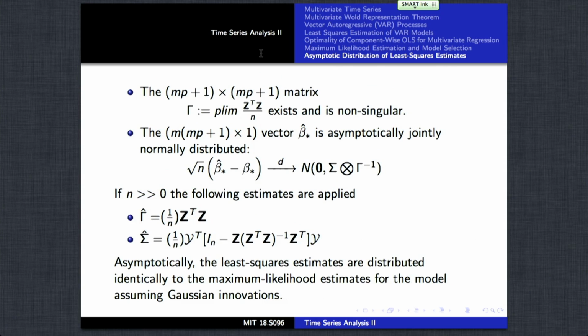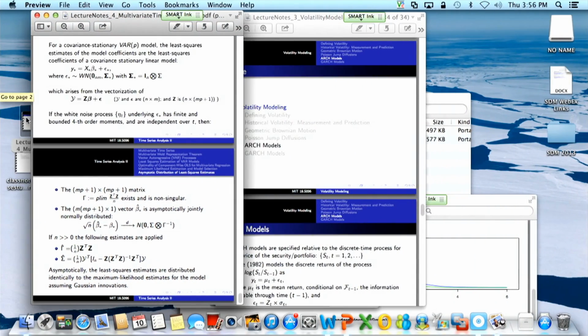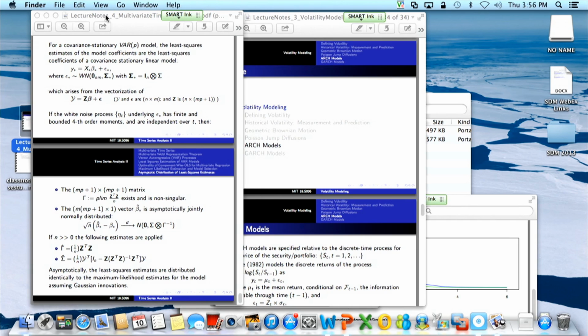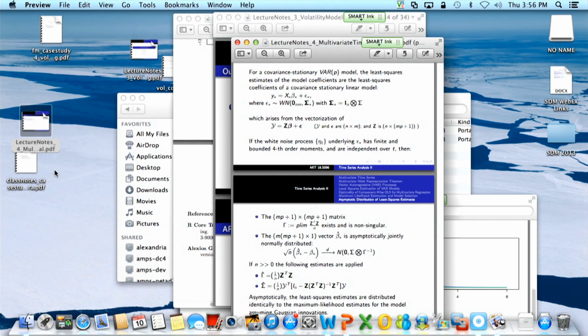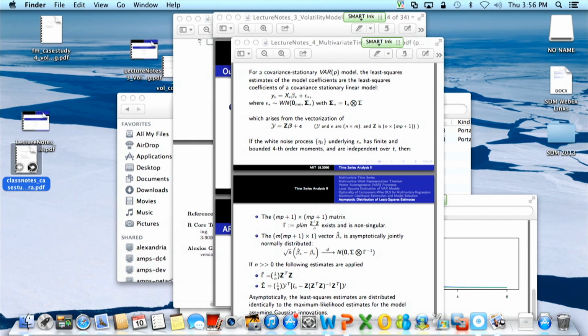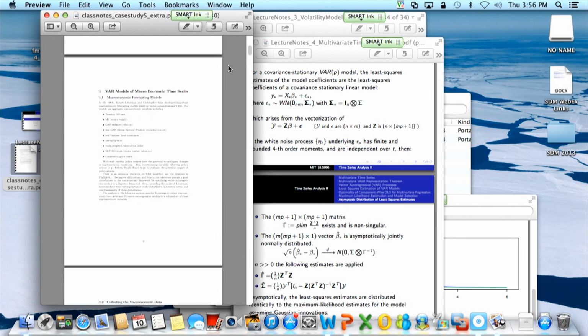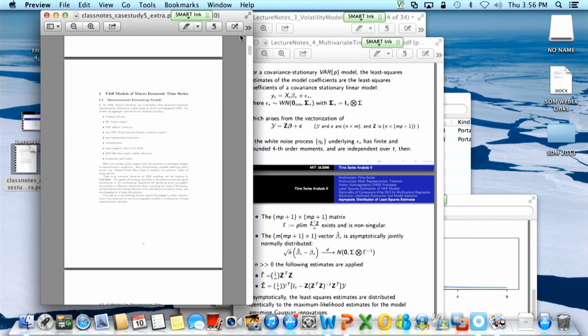For this lecture I put together an example of fitting vector autoregressions with some macroeconomic variables, and I just wanted to point that out to you. So let me go to this document here. What have we got here?